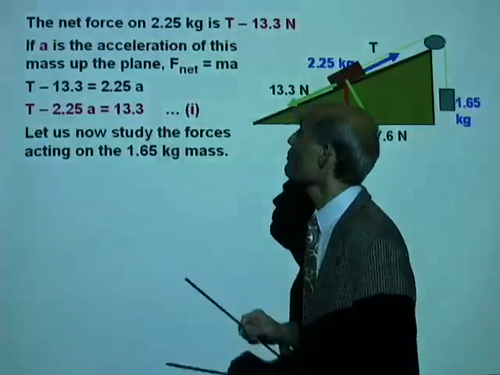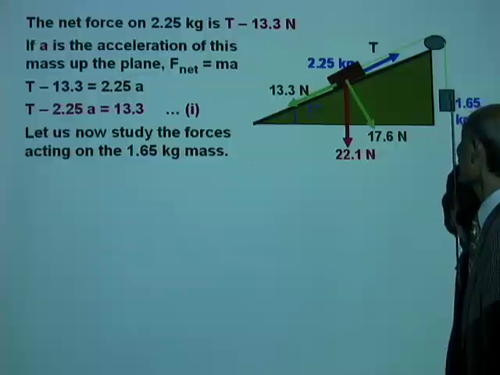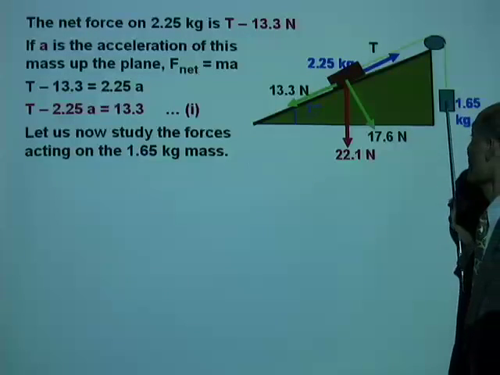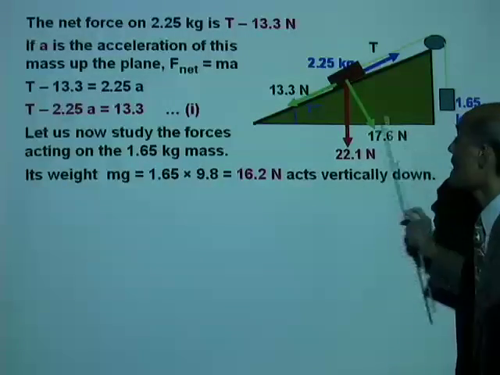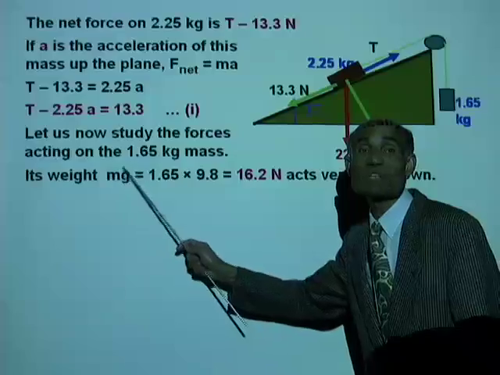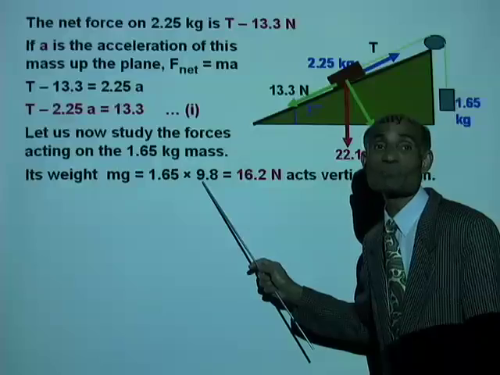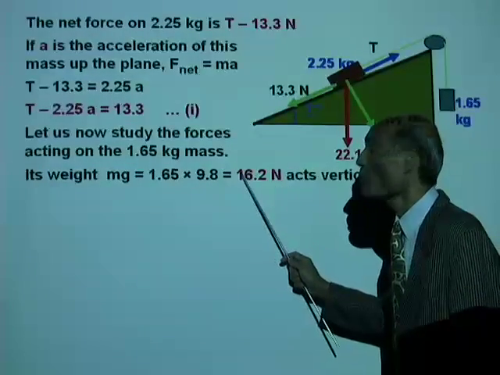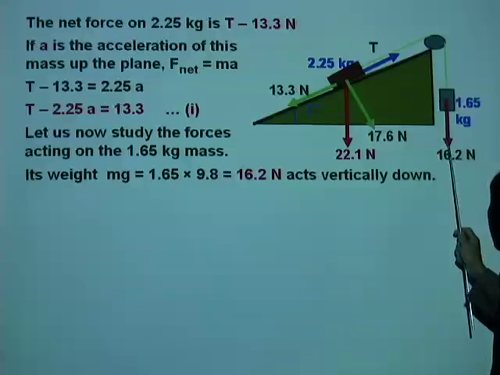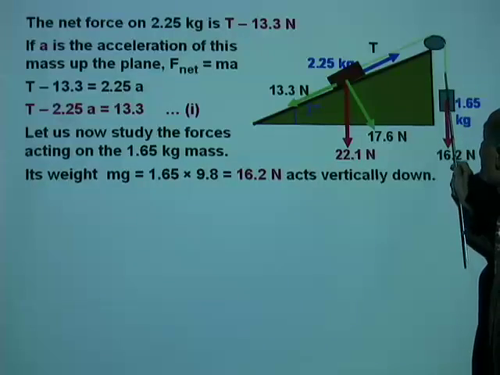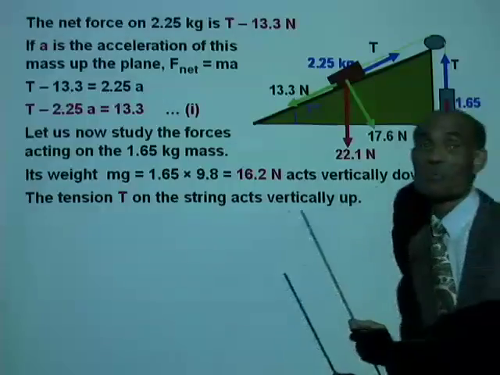Now, let's study the forces acting on the 1.65 kilogram mass. Tell me, what are the forces on this mass? Well, there are two forces on it. Its weight is acting vertically down. Weight mg is 1.65 kilogram times 9.8 meter per second squared. That is 16.2 Newton acting vertically down. The other force is the tension. The tension T is up.